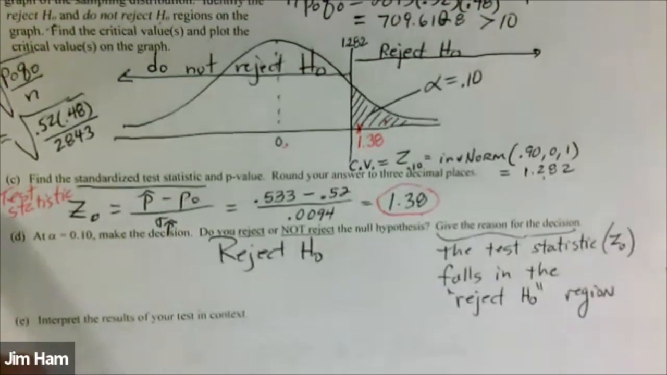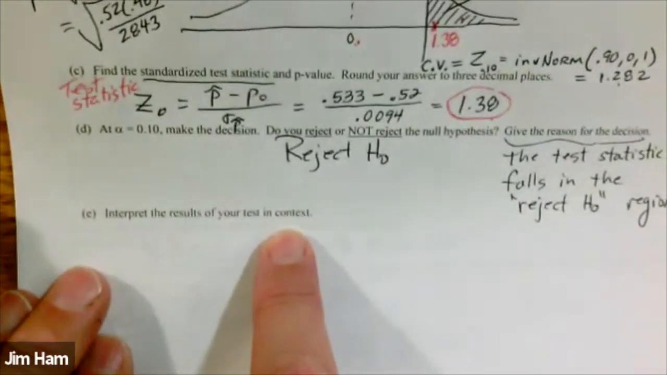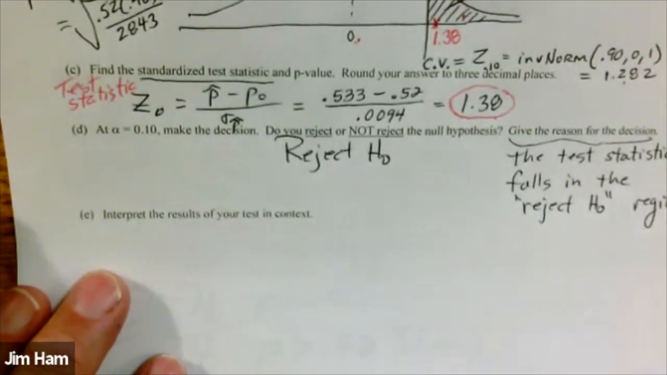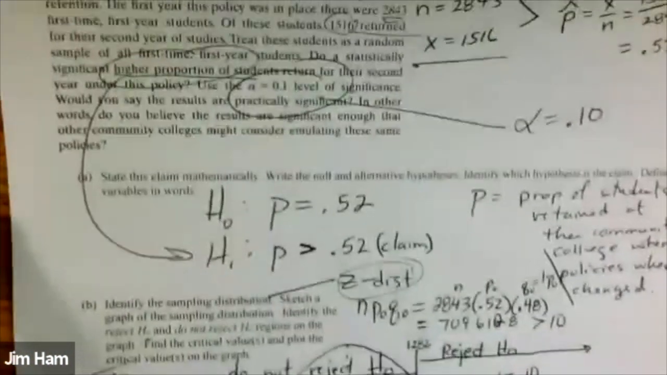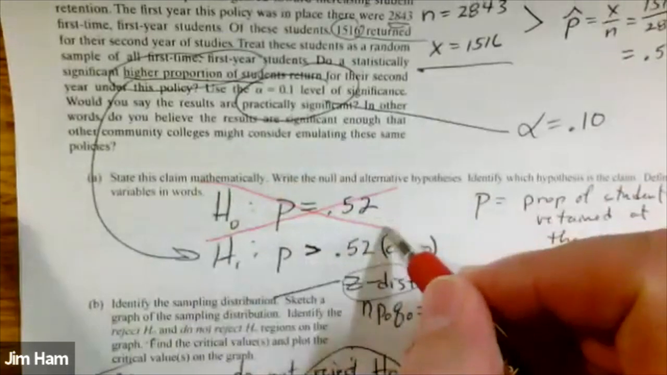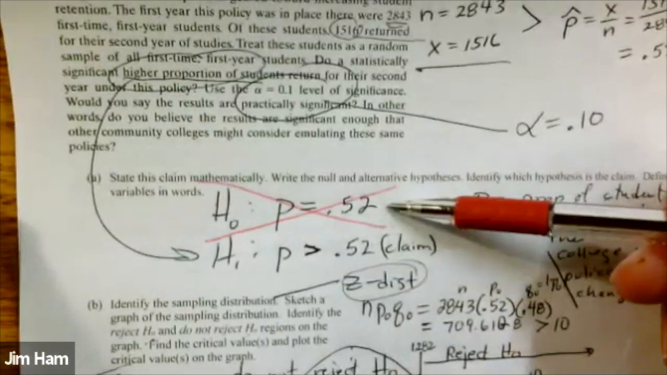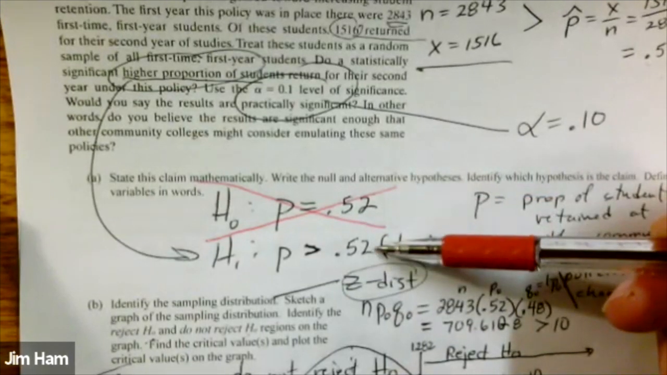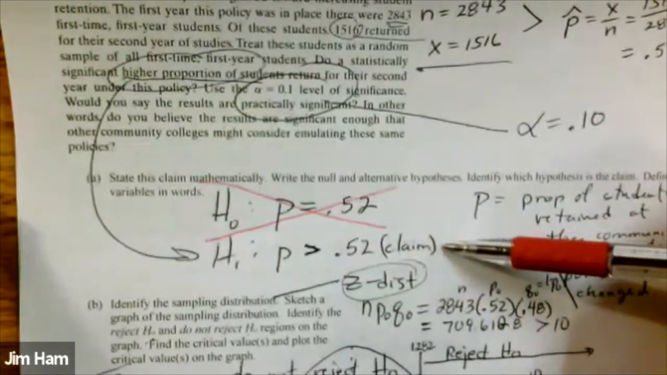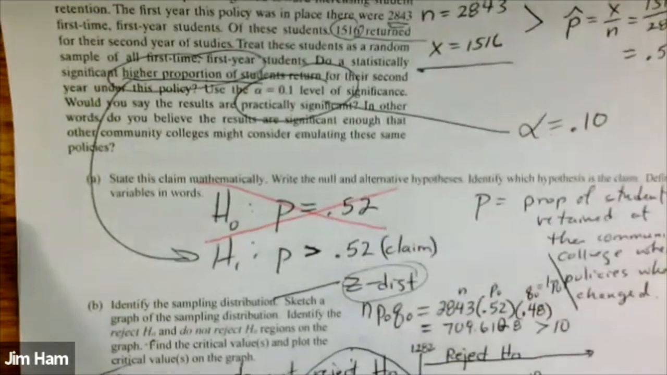All right, and then the last step is interpret the results in context. So since we rejected the null hypothesis, the way that I will indicate that is I'll come up here and I'll say, oh, we reject this. So therefore, there's evidence in support of the other hypothesis. There's evidence in support of the alternative hypothesis. So I'm going to say that there's evidence to support the alternative, which happens to be the claim, that the proportion is larger than 0.52.